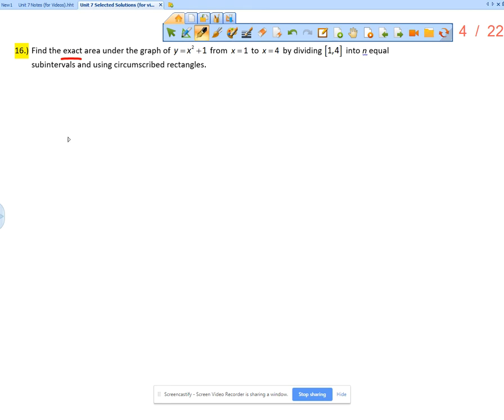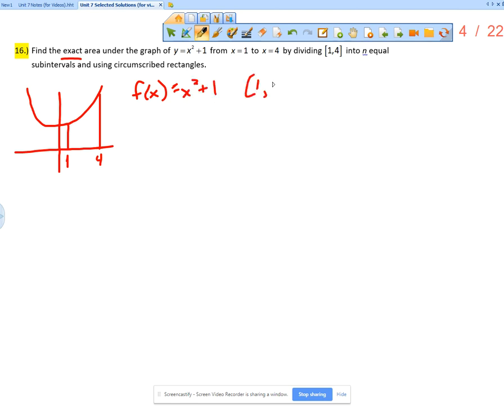What we want to do is first recognize this graphical situation. So x squared plus 1, a parabola, shifted up, y-intercept of 1, and we're going from 1 to 4. So we are trying to find this area underneath this curve from 1 to 4. That means our function, f of x, is x squared plus 1. Our interval is 1 to 4, so a is 1 and b is 4, and we're using n rectangles.